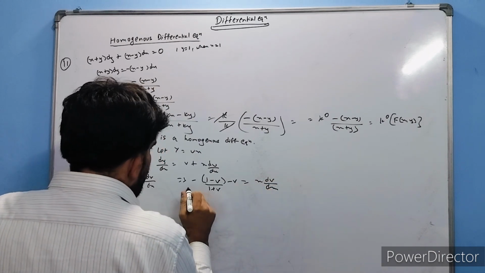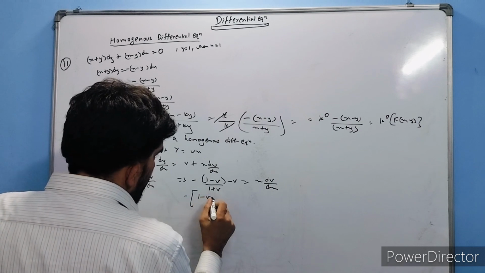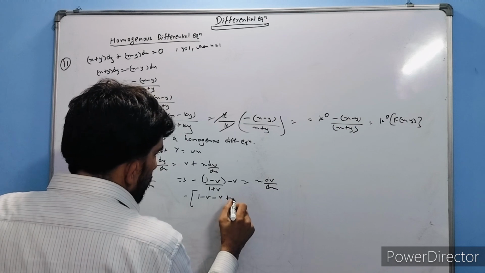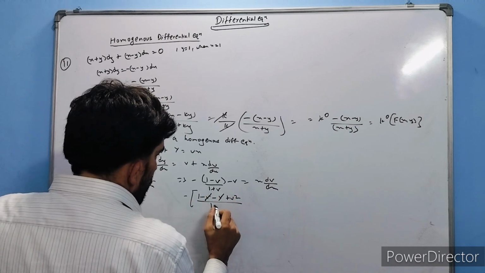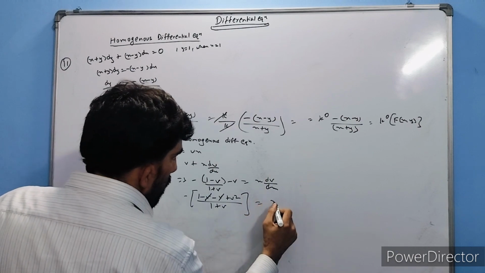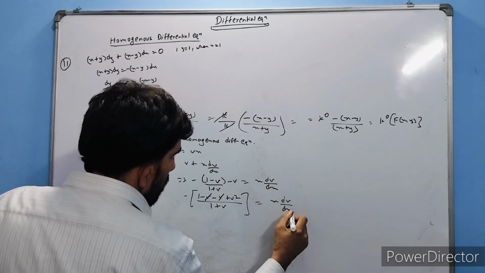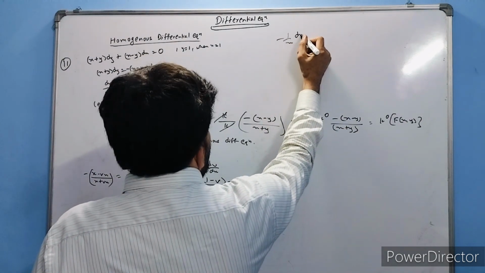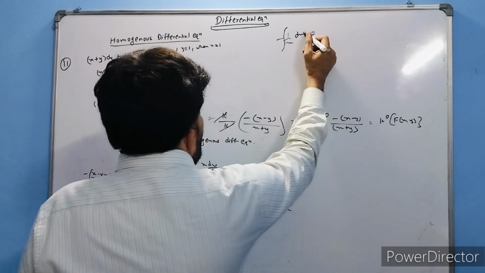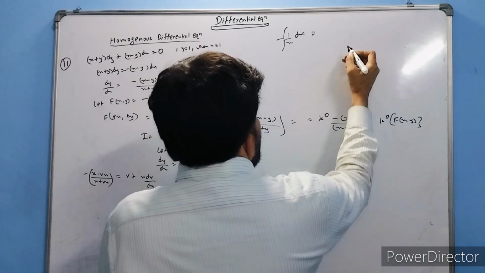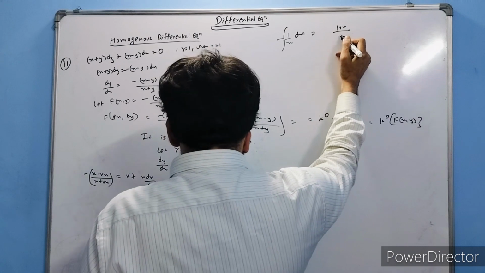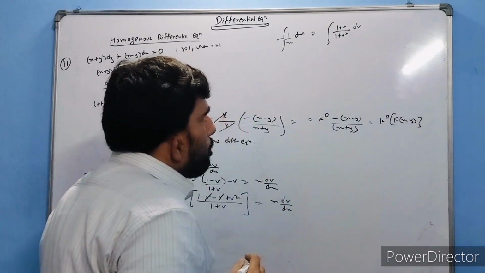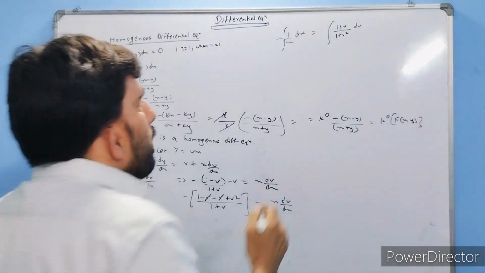Take this minus outside, so we have (1 minus v plus v square) upon (1 plus v) is equal to x dv upon dx. So what will happen here? 1 upon x dx is equal to, it will go to the upper side, (1 plus v) upon (1 plus v square) dv. So now what we can do, separate it out.